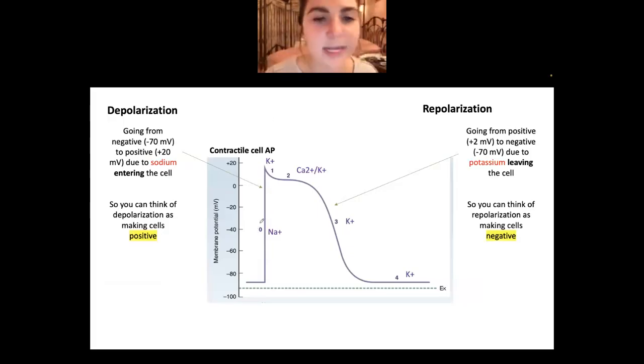So with depolarization, basically what's happening is we're going from around -60, -70. No, it's -70. No, this is -90. Okay, so we're going from negative up to positive. That's depolarization, and that's when sodium comes into the cell. So sodium enters the cell. It's something positively charged entering the cell, so now it's going from negative to positive.